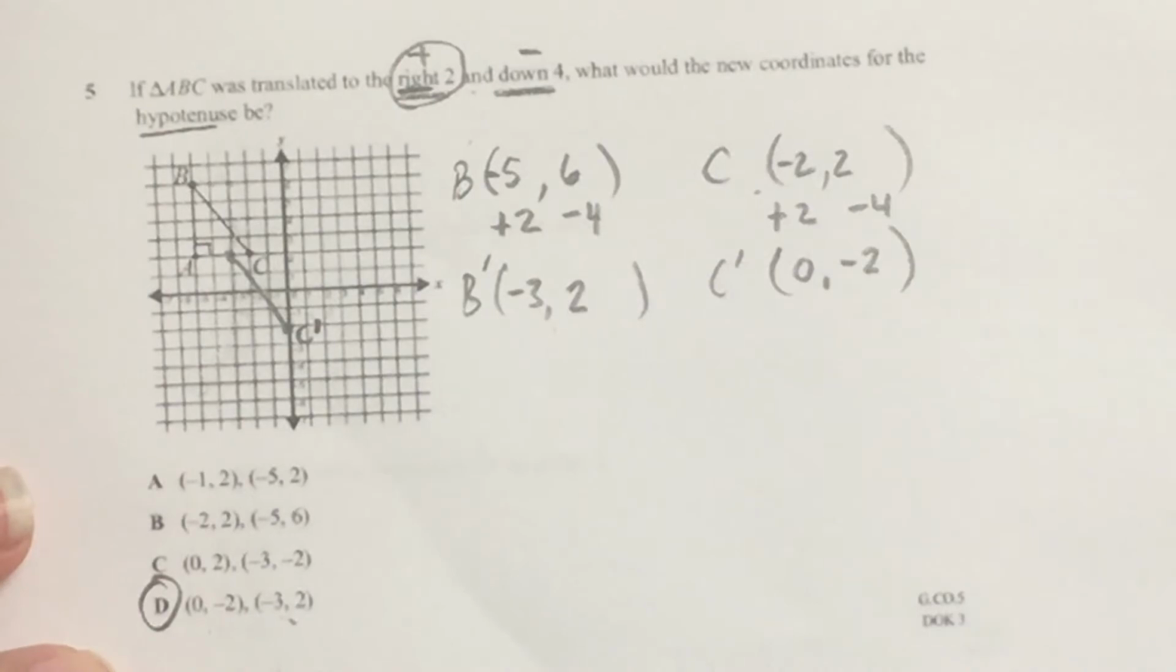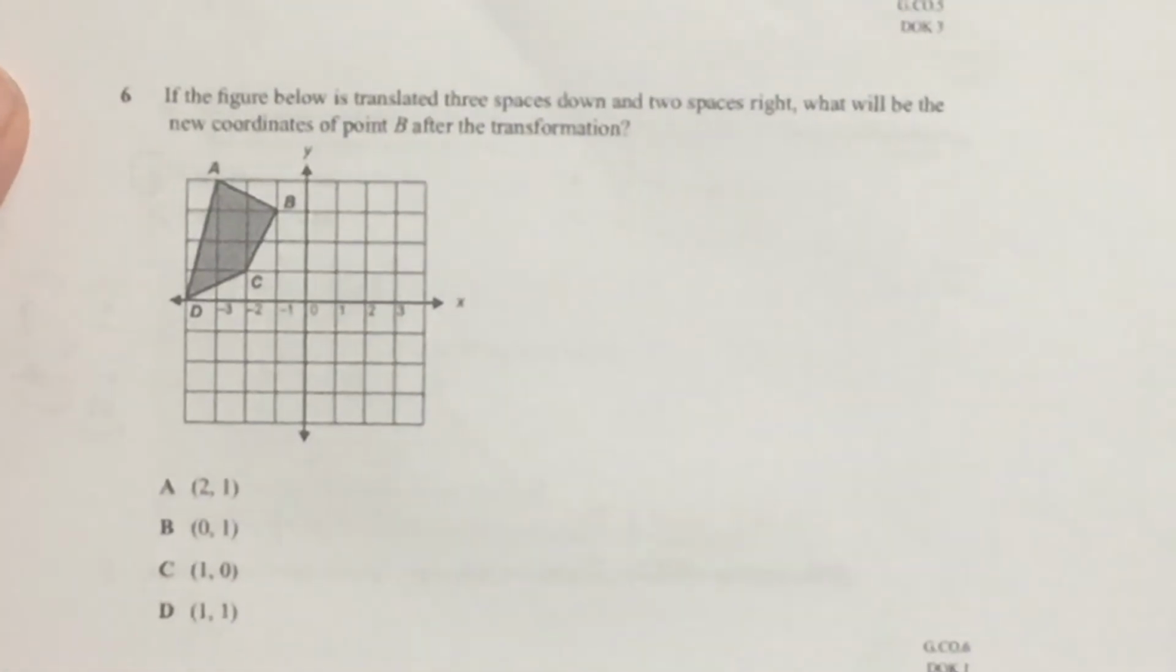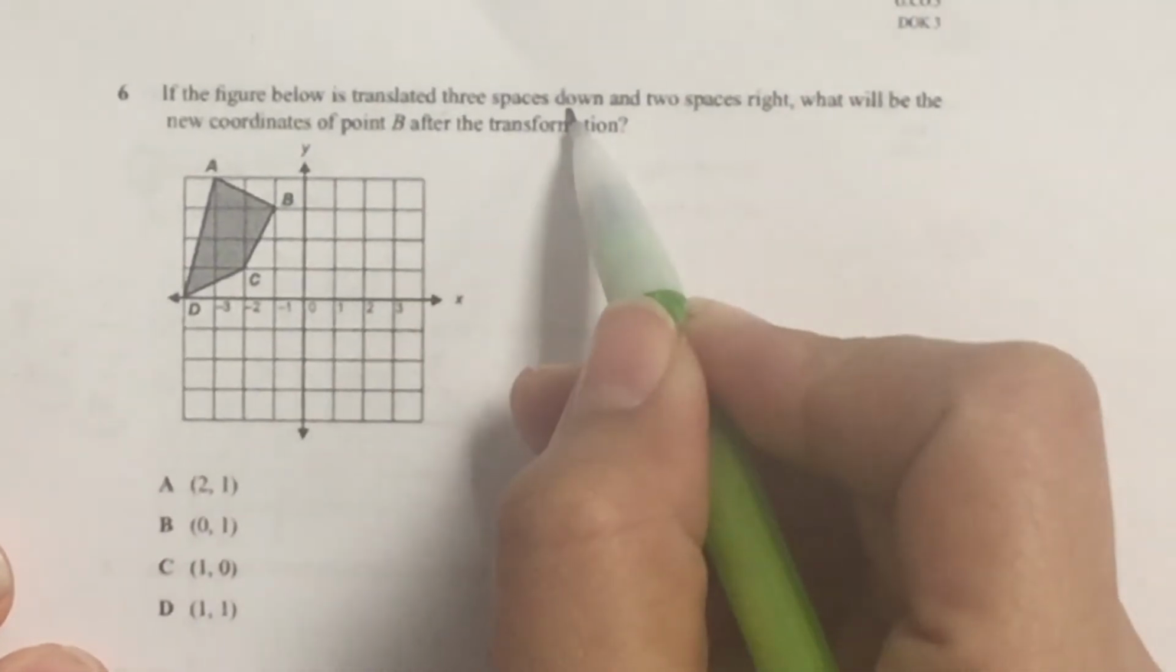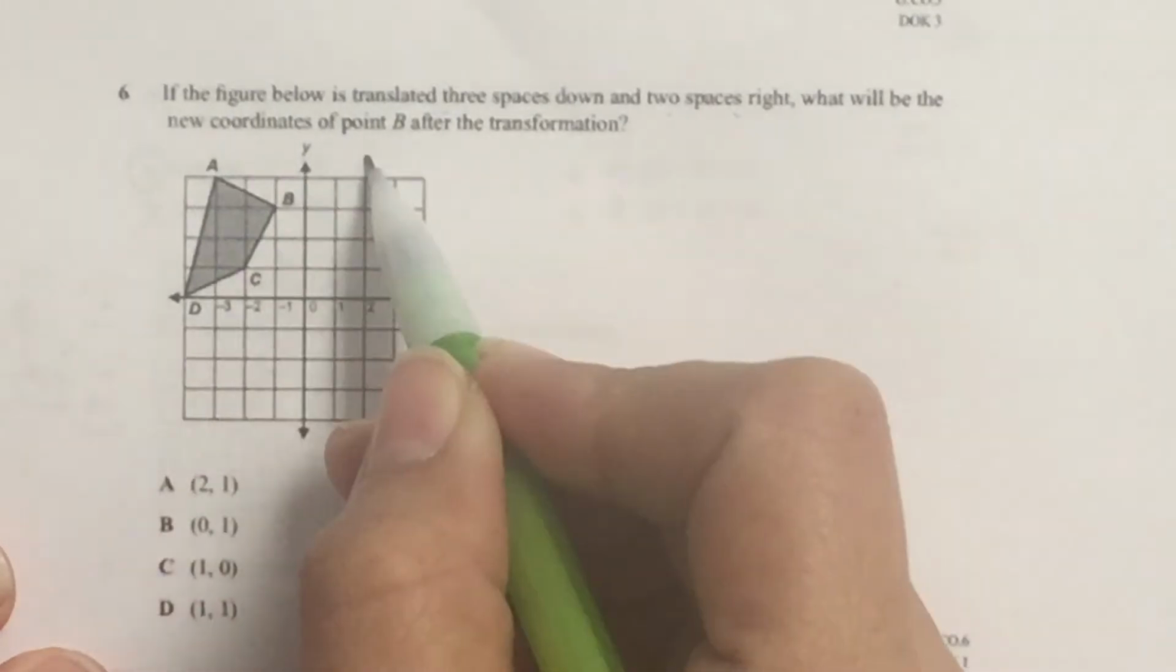Whichever way, whether you're going to draw it or use math. Okay. If translated 3 spaces down, 2 spaces right, what's the new coordinates?